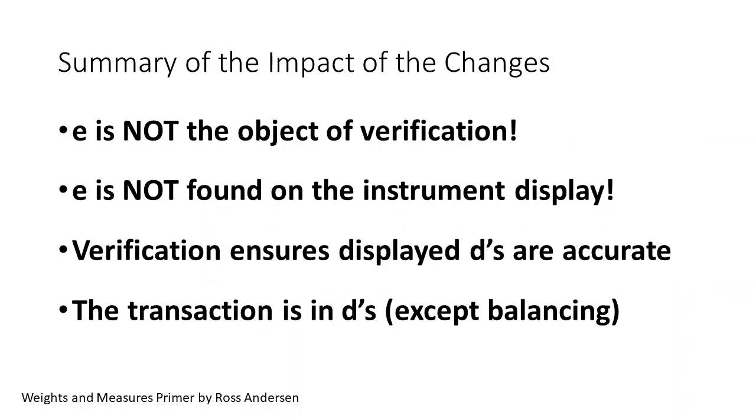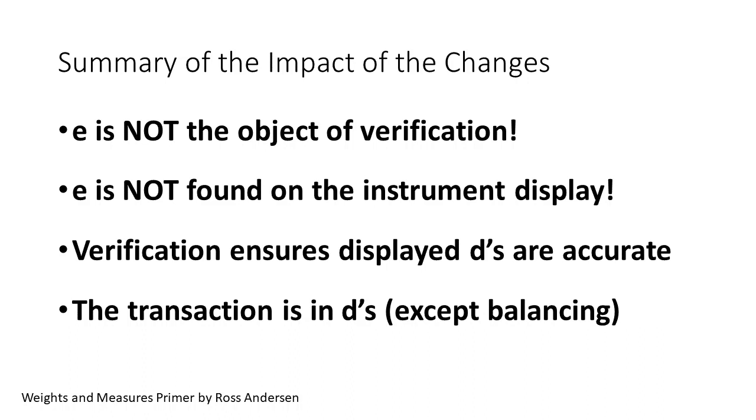I would summarize the consequences of the proposed changes as follows. E is not the object of verification, but a tool used in the verification of the indications in Ds. E is not found on the instrument weight display. Remember the ungraduated instruments with no Ds and the weight classifiers with the least significant D may be much larger than E. Test loads and tolerances refer to actual weights embodied in the test weights and test loads in E.